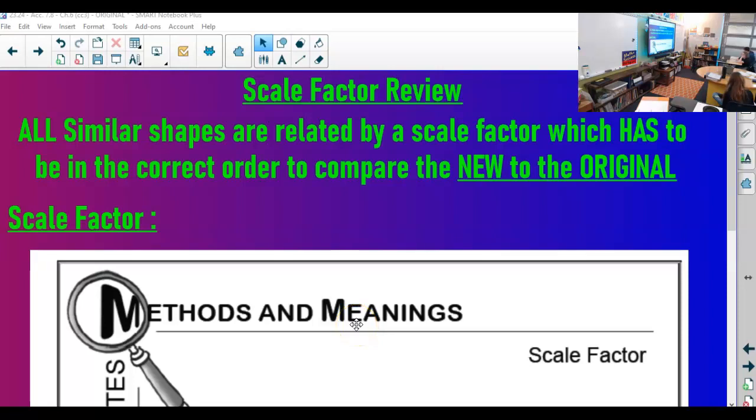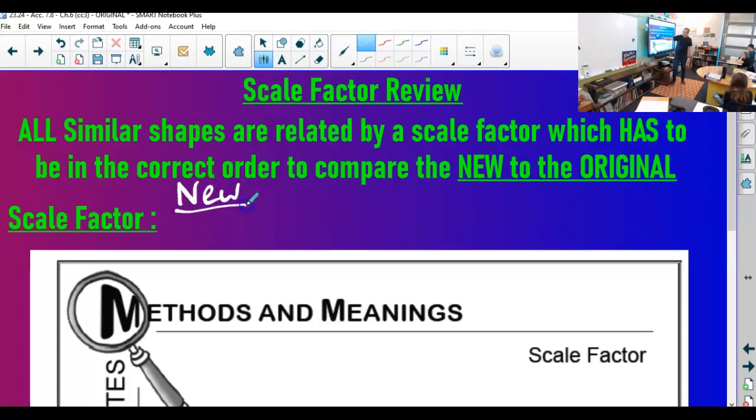Infinity. So scale factor, the biggest thing that we need to make sure that we're all doing correctly is it is always, guys, I'm telling you, some of you are doing this wrong because I checked your homework and I marked it wrong. It's the new compared to the original. So whatever they tell you the new shape is, or we're going A to B, or this one to that one, you have to put the new one on top.